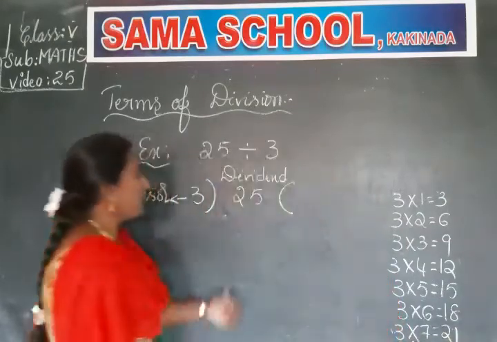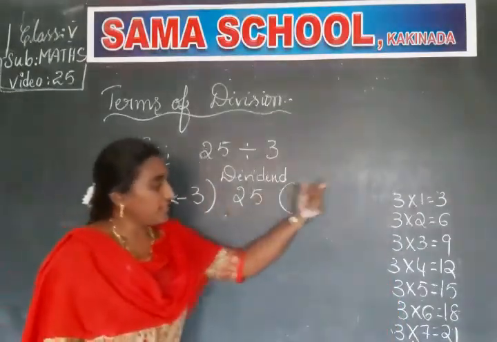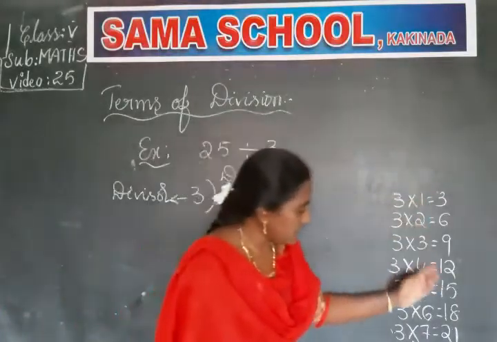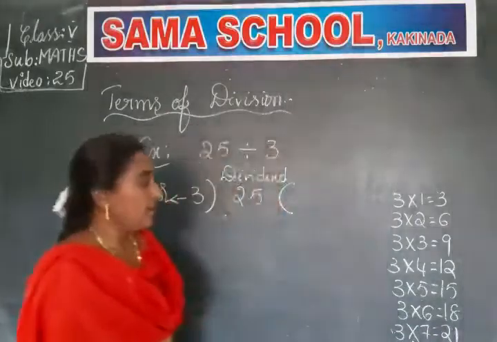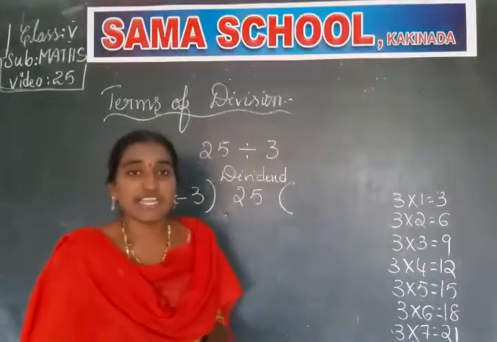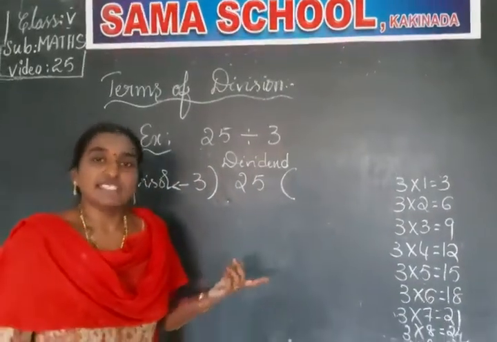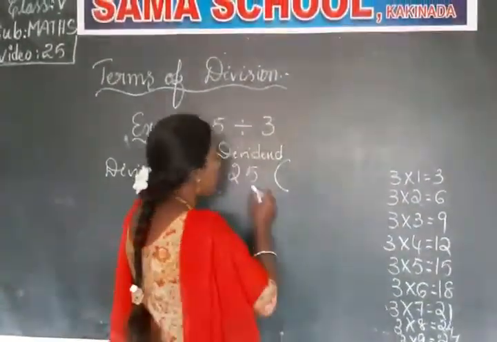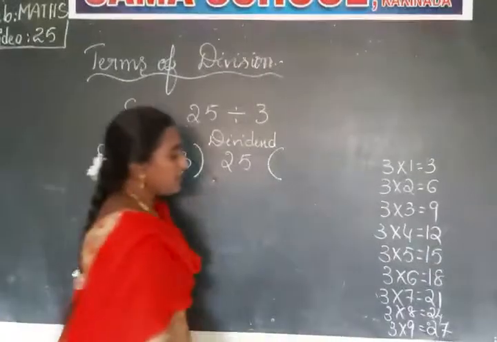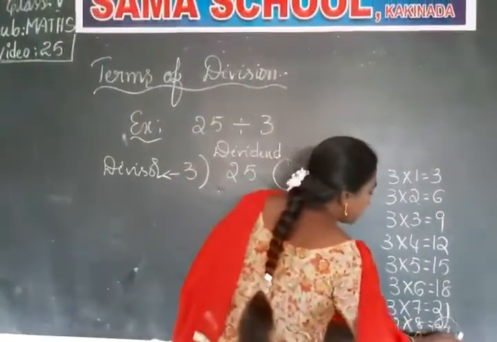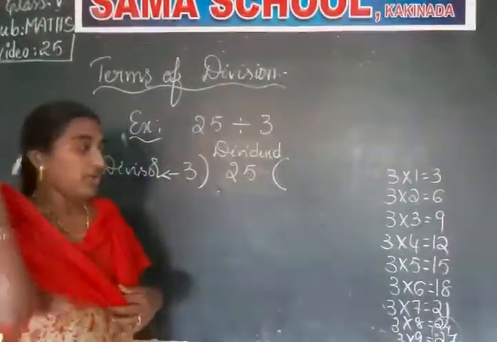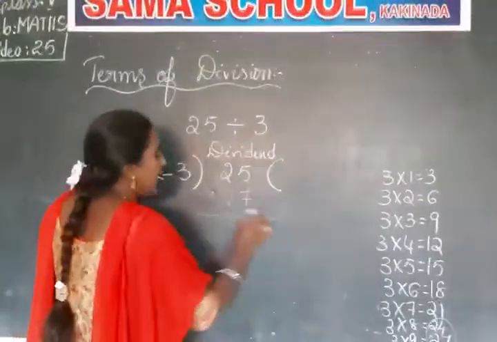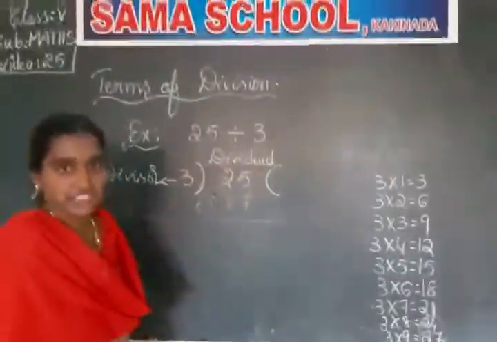See here, we have to check whether exactly 25 is there in the table or not. If it is not there, then which number do we select? The nearest and the smallest number. What is the nearest number for 25? If you see, 24 and 27 are both near to 25. Suppose you select 27, actually here we have to do the subtraction, right children?